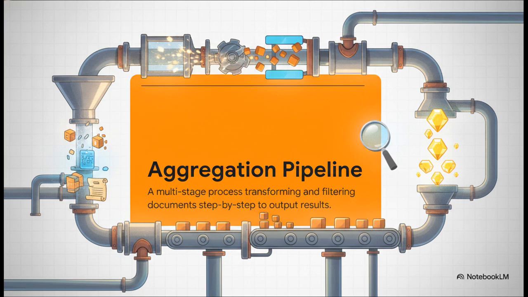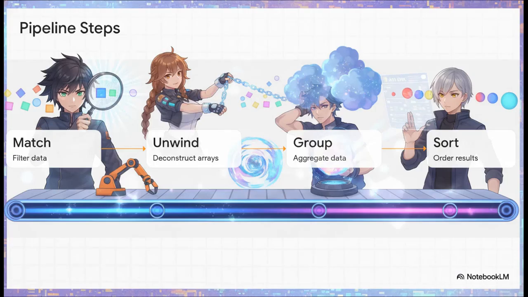Then, step by step, they get filtered, broken apart, grouped together, sorted, and finally, they emerge on the other side as a completely transformed, aggregated set of results. Let's see how this actually builds a sequential flow.